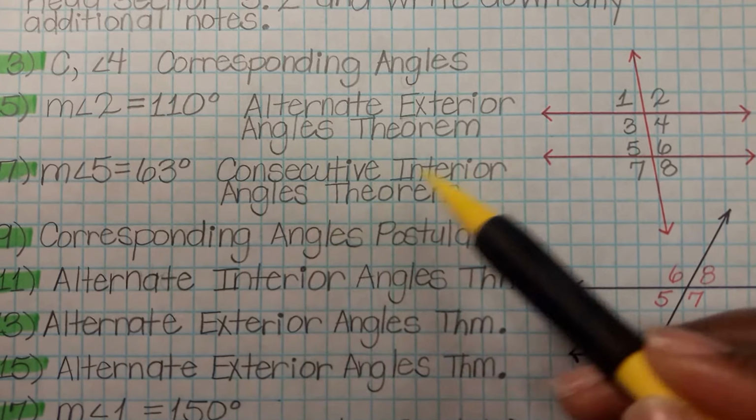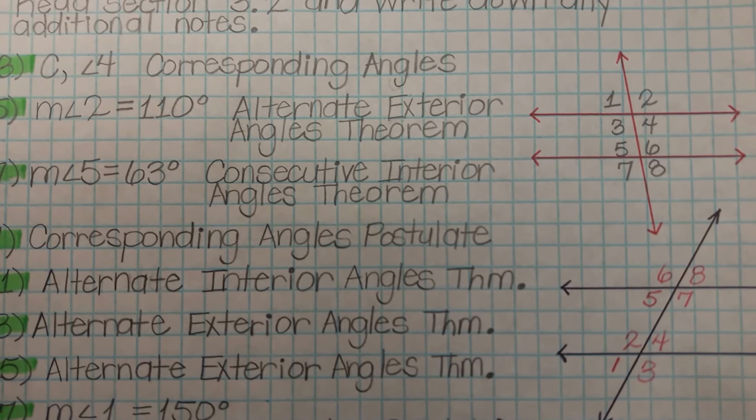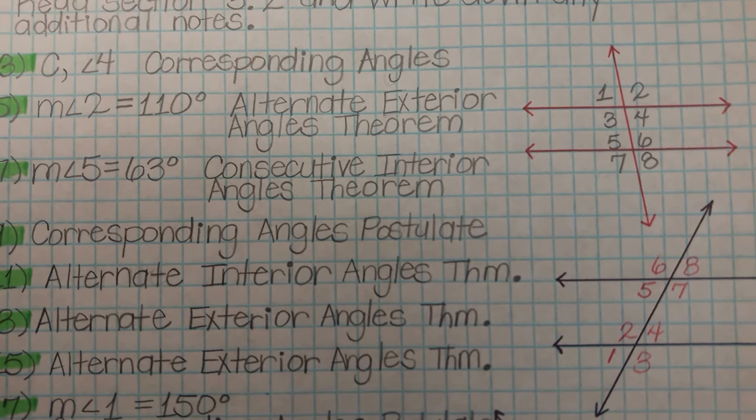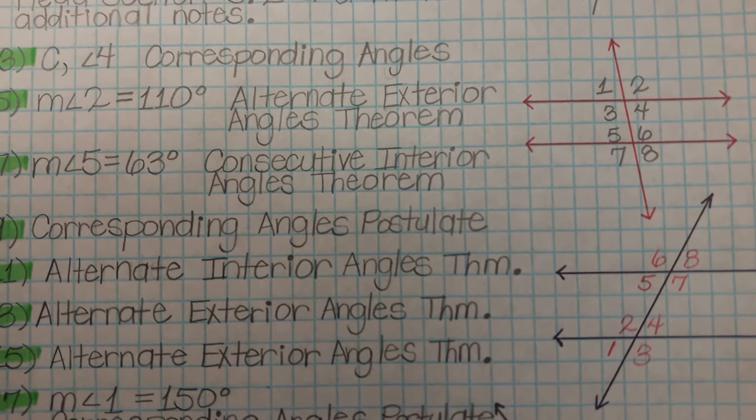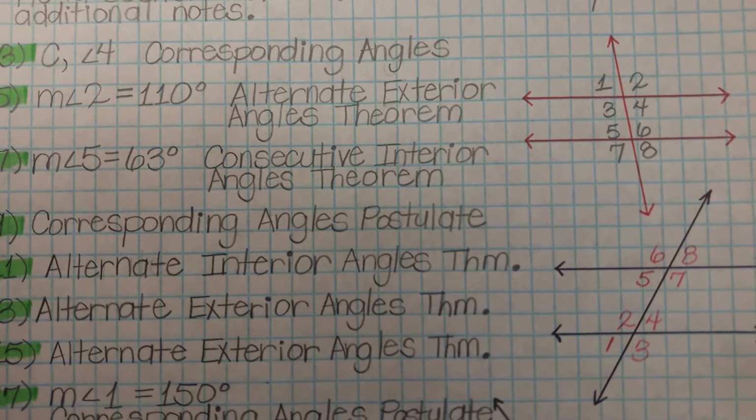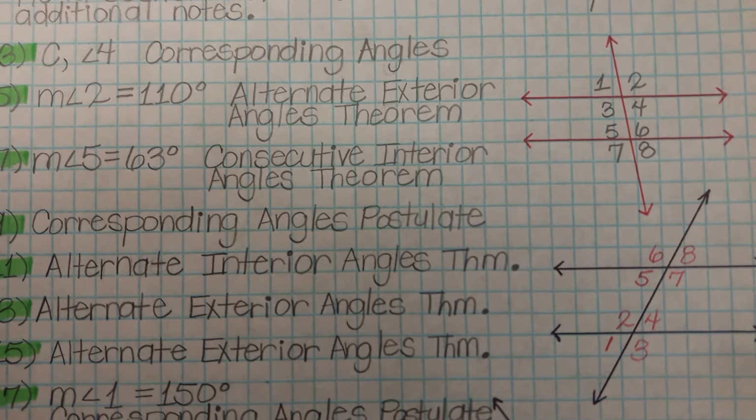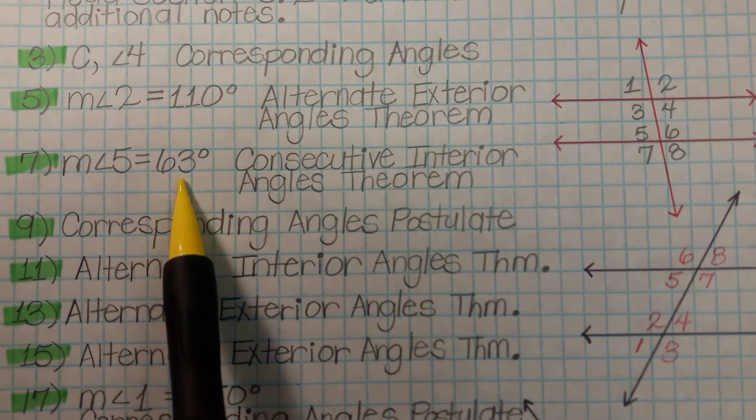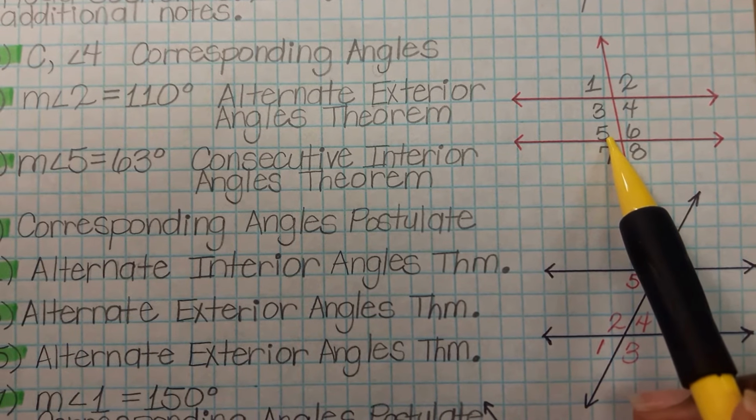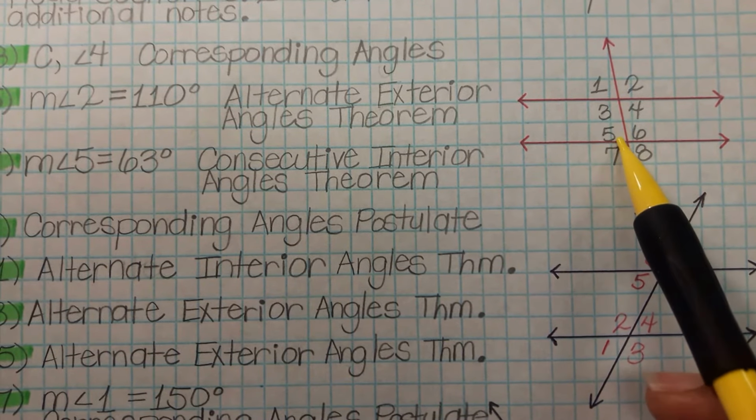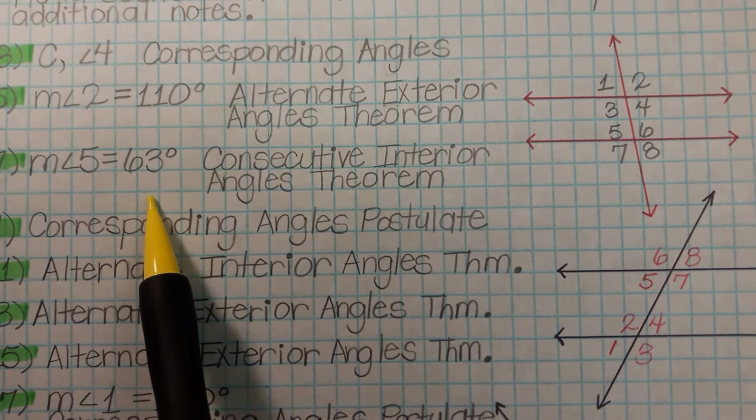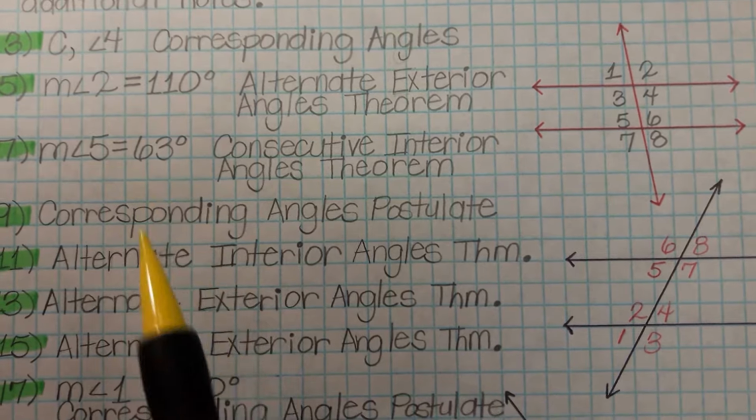And we know consecutive interior angles are supplementary. Two angles that add to equal 180 degrees. So if I take 180 degrees minus 117 degrees, I have 63 degrees, which is the measure of angle 5. Angle 3 and angle 5 are supplementary, so that means that angle 5 is 63 degrees.